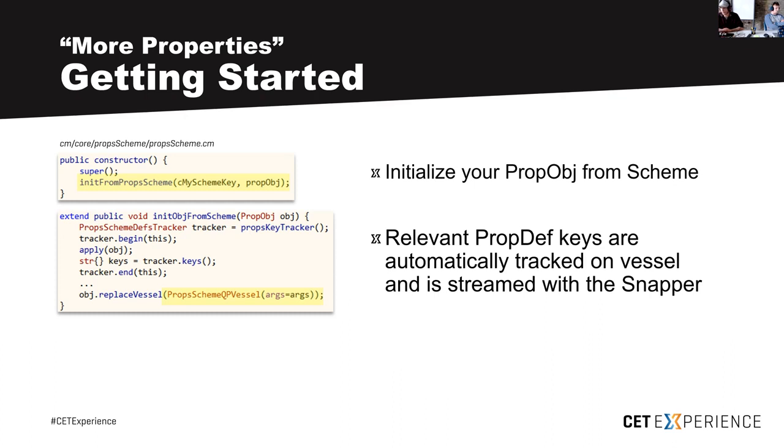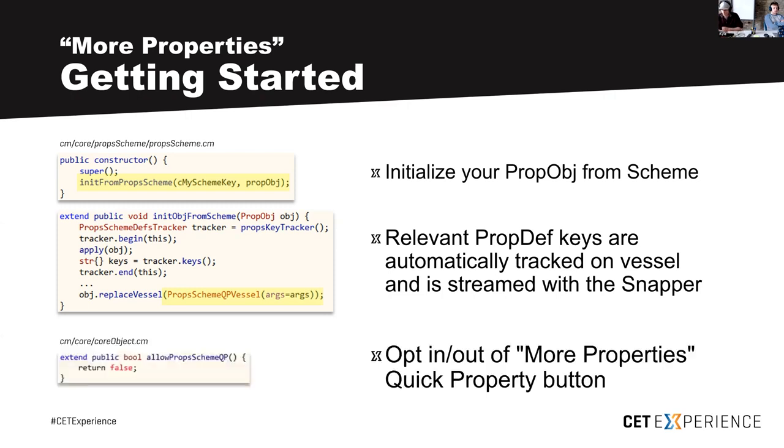That vessel, that information is streamed with the snapper, so it is persistent. You won't have to worry about that getting lost in between drawings or whatnot. And I think I may have mentioned that quick property button that shows up. So you select your object, quick properties show up. The more properties button is optional. It is not there by default. So if you want it to show up, you can override the allow prop scheme quick property method in your object and return true, and then it'll show up there.